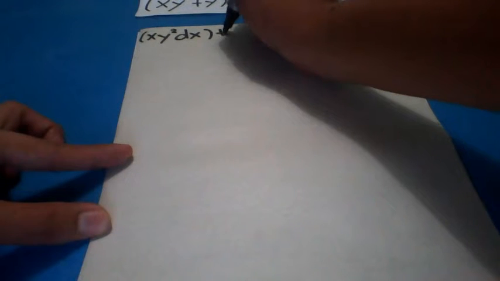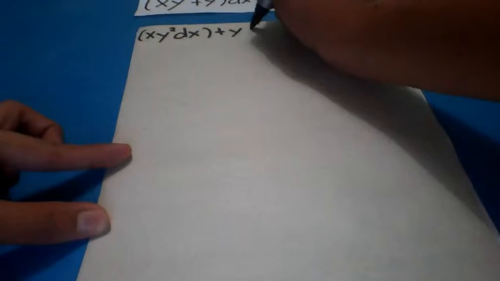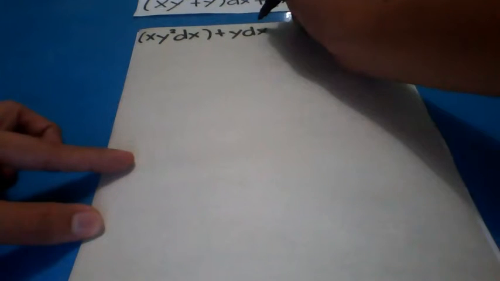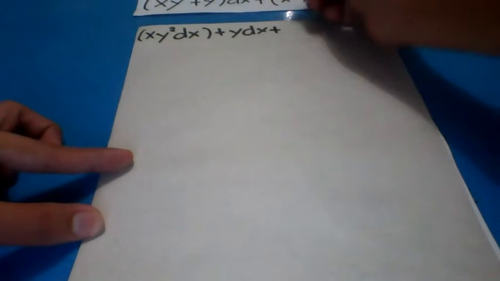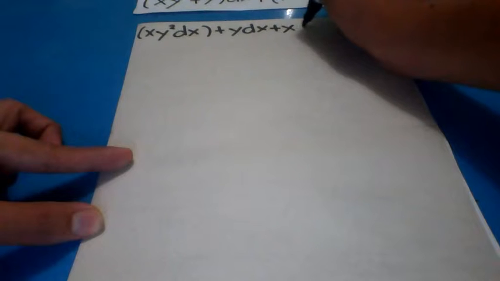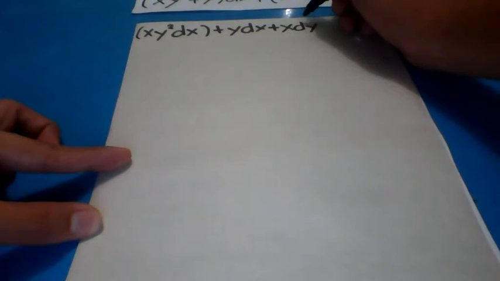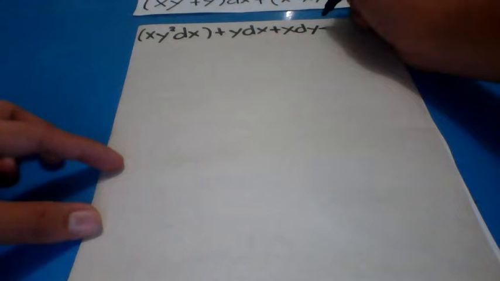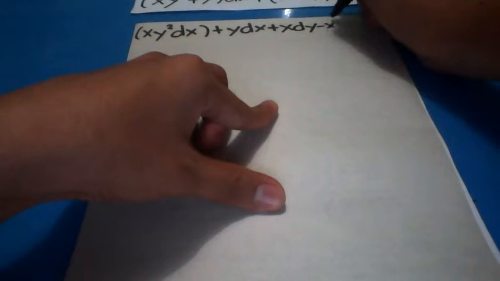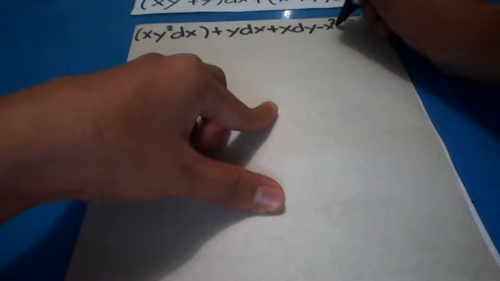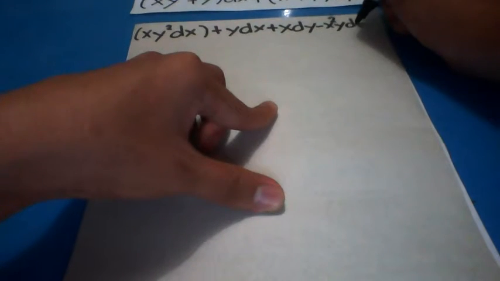x y² dx plus y dx plus x dy minus x² y dy equal to 0.